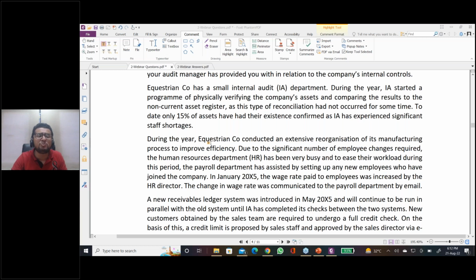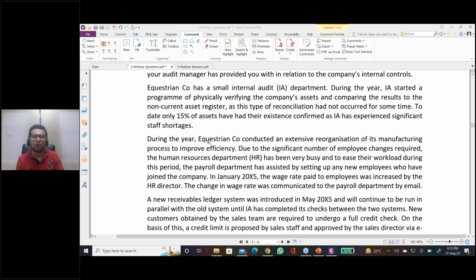So the company has a small internal audit department. No problem. During the year, internal audit started a program of physically verifying the company's assets and comparing the results to the non-current asset register. So the internal audit department were trying to physically verify the company's actual assets with the company's register. As this type of reconciliation had not occurred for some time, to date, only 15% of assets have had their existence confirmed, as internal audit has experienced significant staff shortages.